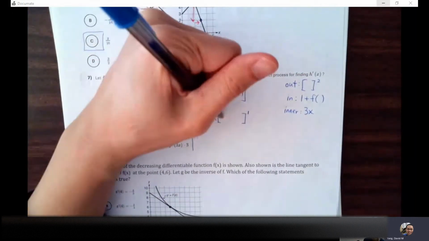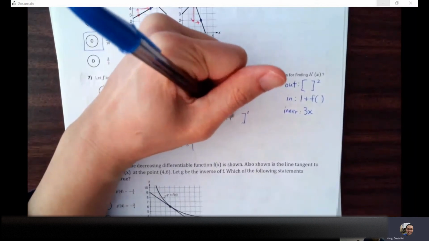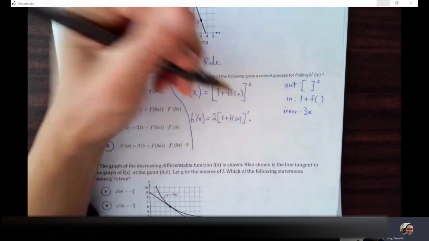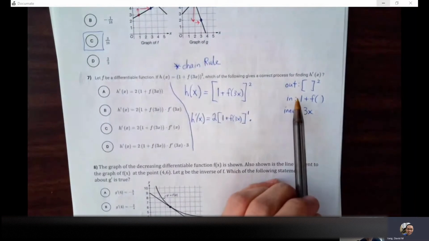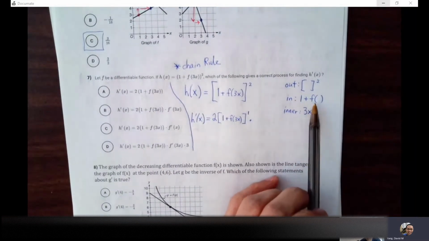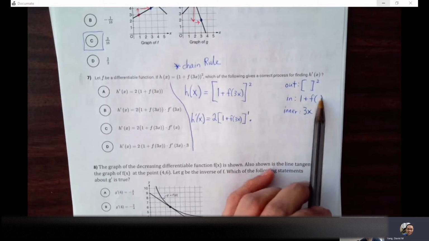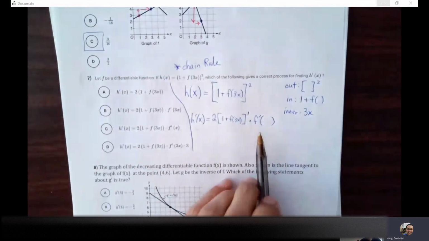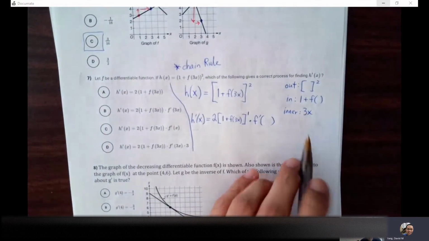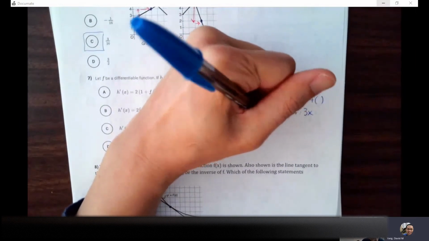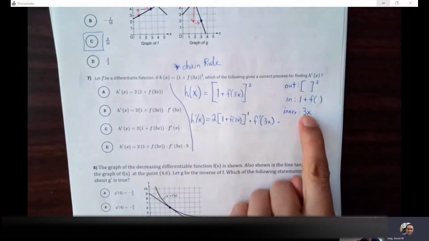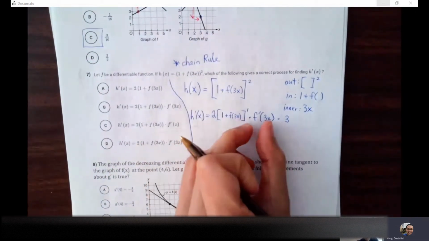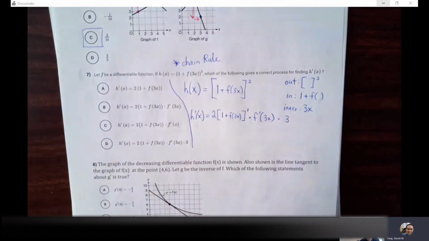We copy down the exact problem from before, no changes inside. Times inside function's derivative, so we've got to find the derivative of 1 plus f of parentheses. So 1 goes away to 0, and then f just becomes f prime. And we insert into the parentheses the original inner, multiply by the innermost function's derivative, so 3x becomes 3. So we have a derivative for each of our 3 expressions, and they're all in their own separate space.